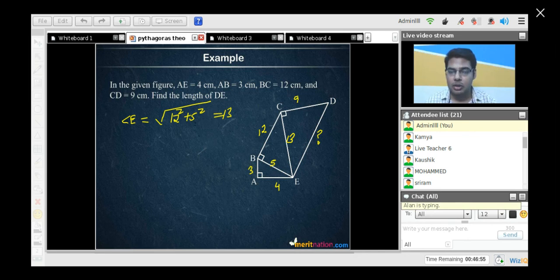Any sort of doubt why we are doing this, how we have directly written it inside the root? Yes? So we will try to write down the steps. Okay, Gautam, just wait for a while. We will have to write down the steps. First of all, in triangle BCE, the angle B is 90 degrees.